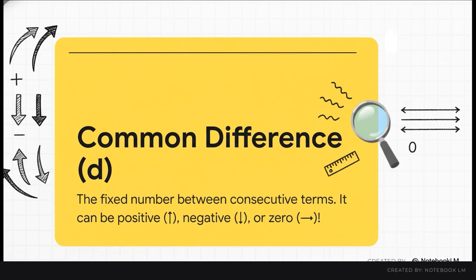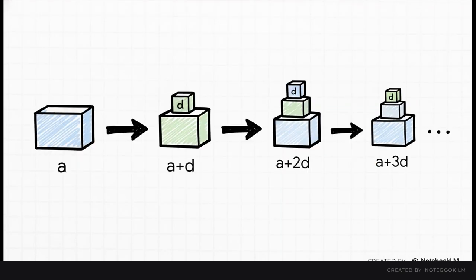And D can be anything. It can be positive if the numbers are going up, negative if they're going down, or even 0, which just means all the numbers in the list are the same. This is really cool because it means you can build any AP in the universe with just 2 ingredients. All you need is the very first term, which we call A, and the common difference D. You start with A, then you add D to get the next one, add D again for the one after that, and you can keep going forever.